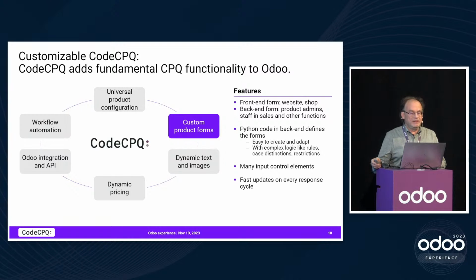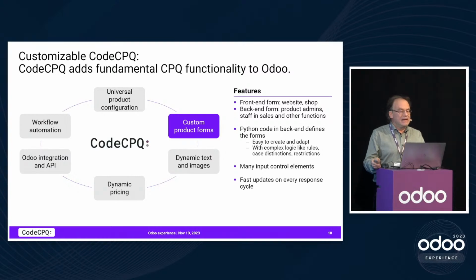Here, you can define how the input form to configure your product according to the customer's wishes should look. This input form is for both the front end, where your website users can configure products and put them into the web shop shopping cart, and the back end, so that the sales staff can create quotations and handle orders.